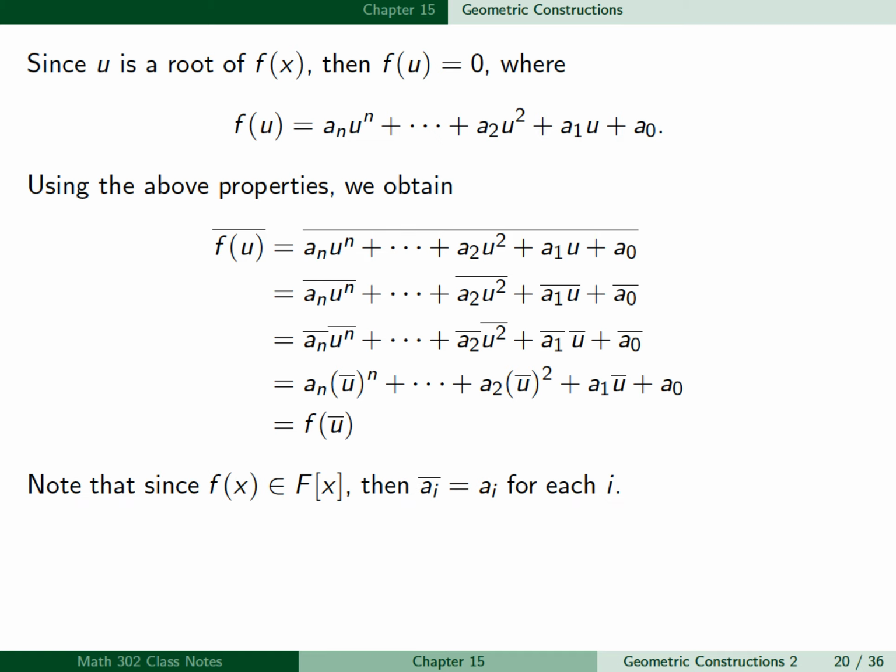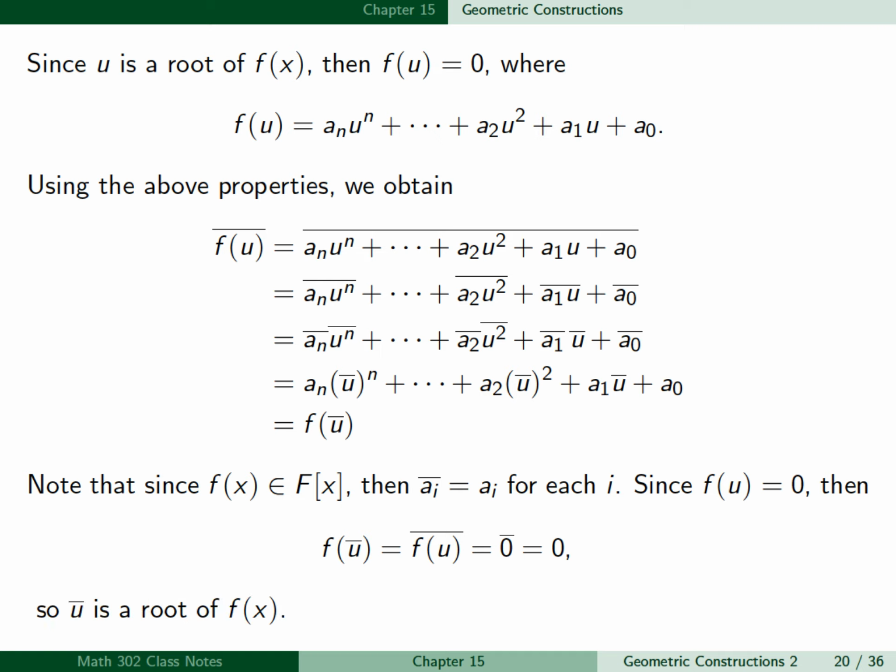And again, note that since f of x is in F bracket x, its coefficients belong to F, then a sub i bar is equal to a sub i for each i. And since f of u is equal to 0, then we obtain f of u bar is equal to 0 bar, which is just 0. So this shows that u bar is a root of f of x. And this proves the lemma.